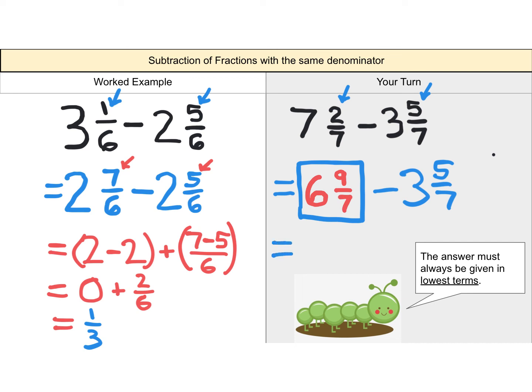Now what would the final answer be? We take 6 minus 3, the whole numbers, subtract 9 minus 5. So that's going to give me 3. 9 minus 5 is 4, and the denominator is 7, and that cannot be reduced.